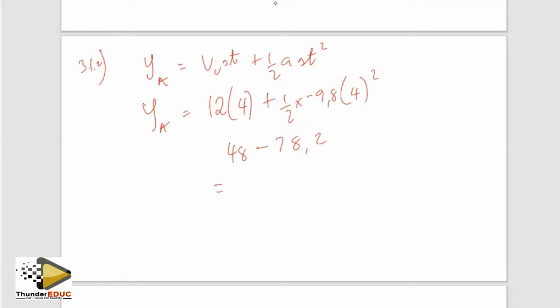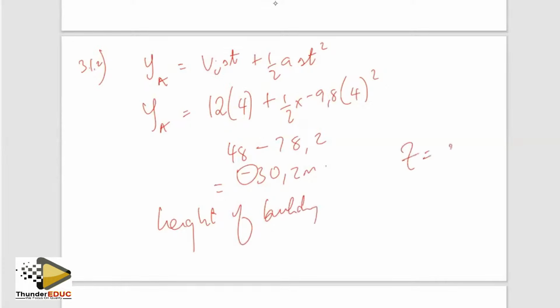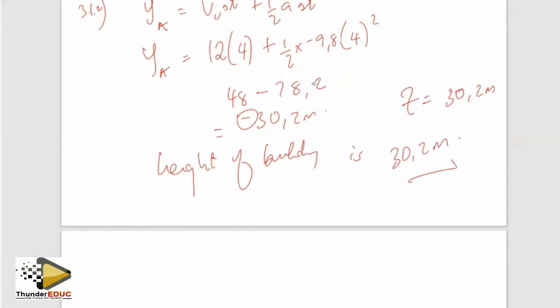So when I subtract that, I'm going to end up with 30,2 meters. Now, since the displacement is below the point of projection, that's why we're having the negative sign. So which means the height of the building, or you can just tell us that Z is 30,2 meters. All right, then 3.1.3.